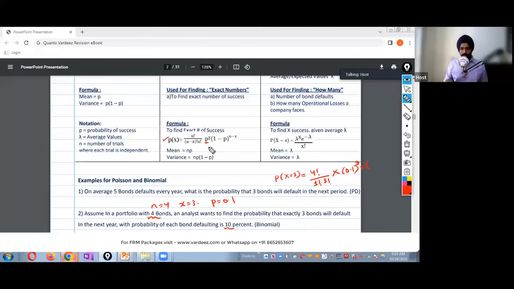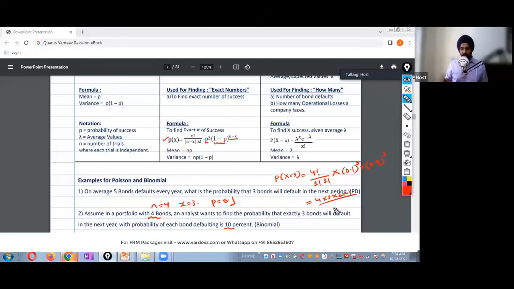Multiplied by the probability of failure: this is success, this is failure, right? 1 minus p is 0.9, and 1 minus p is raised to the power n minus x. What is n? 4 minus 3, that's 1. So once I solve this, 4 into 4 factorial, you just take this.